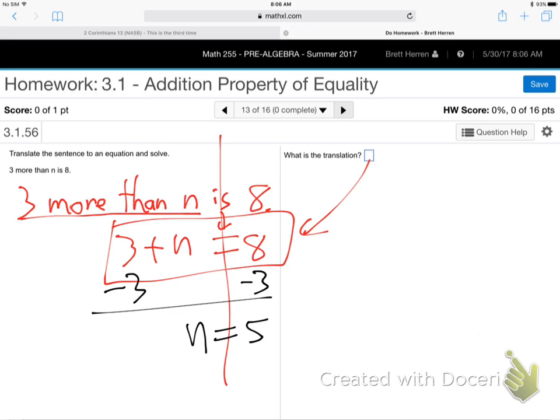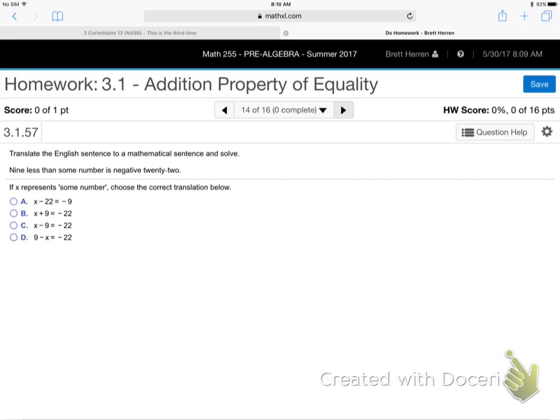We good there? Questions on that one? Are these pretty comfortable? All right. Choose the right translation. 9 less than some number is negative 22. Give that a try. See if you can turn those words into an equation. Or they already have. See if you know which equation.